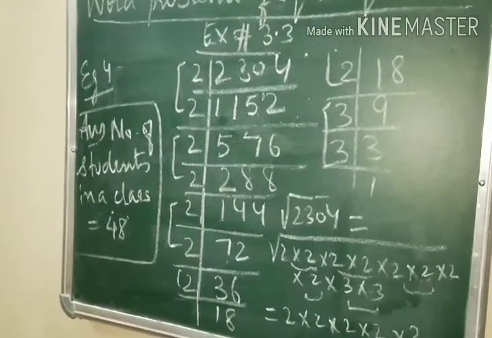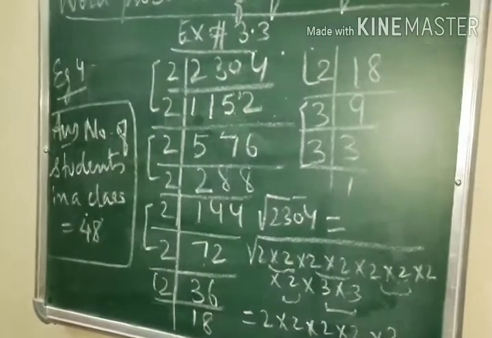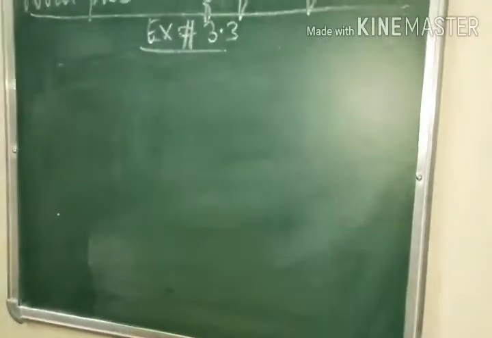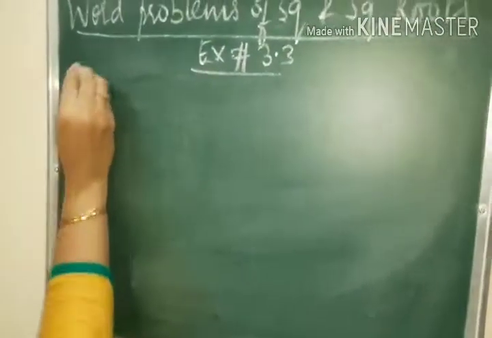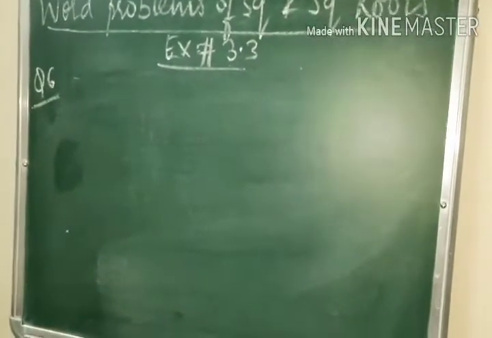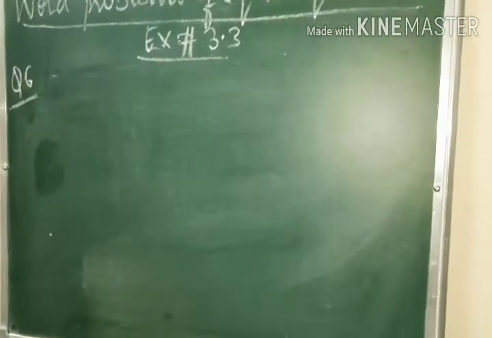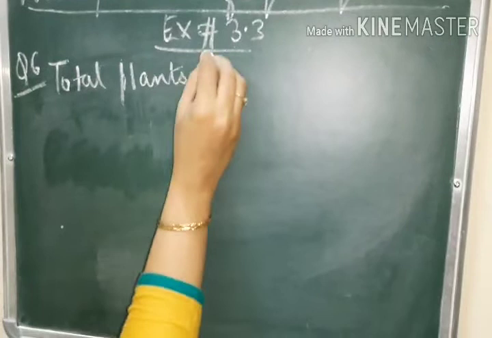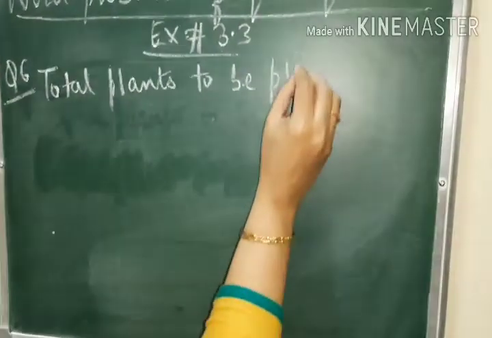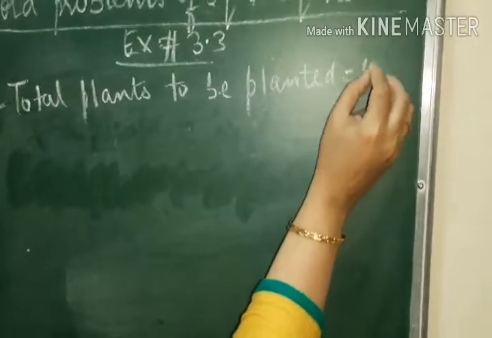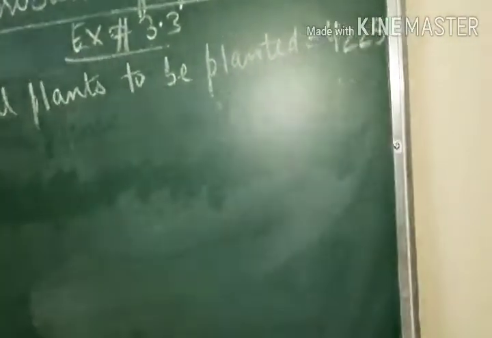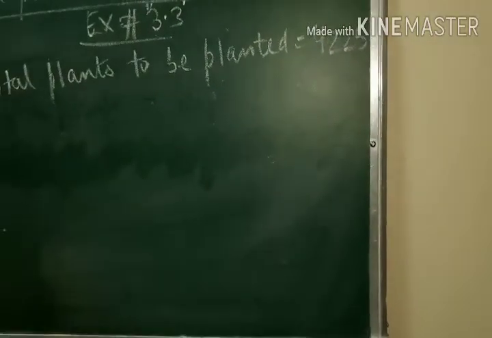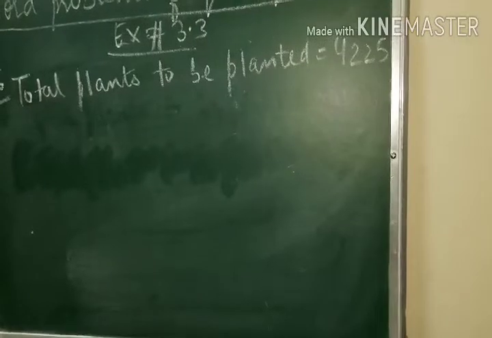Just note it down. And next is question number 6 of exercise 3.3. Question number 6: 4,225 plants are to be planted in a garden. So the total plants to be planted are given, it is equal to 4,225. Now these plants are to be planted in such a way that each row contains as many plants as the number of rows. Is it clear?